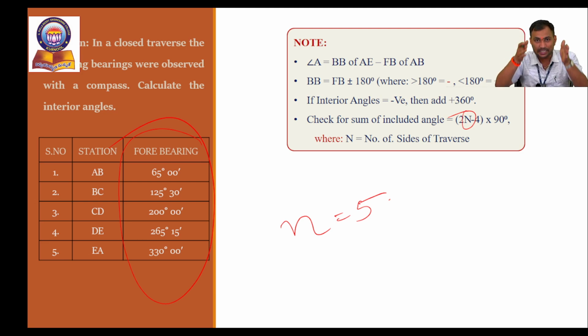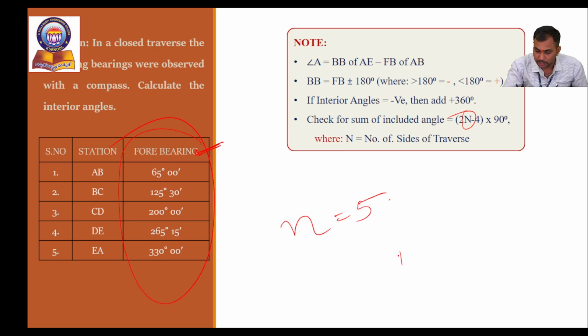If I'm setting up my instrument at point A and focusing on point B, it becomes A to B. It is the forebearing value. So what is the forebearing value? For AB, it is 65 degrees. Okay, then we can calculate.